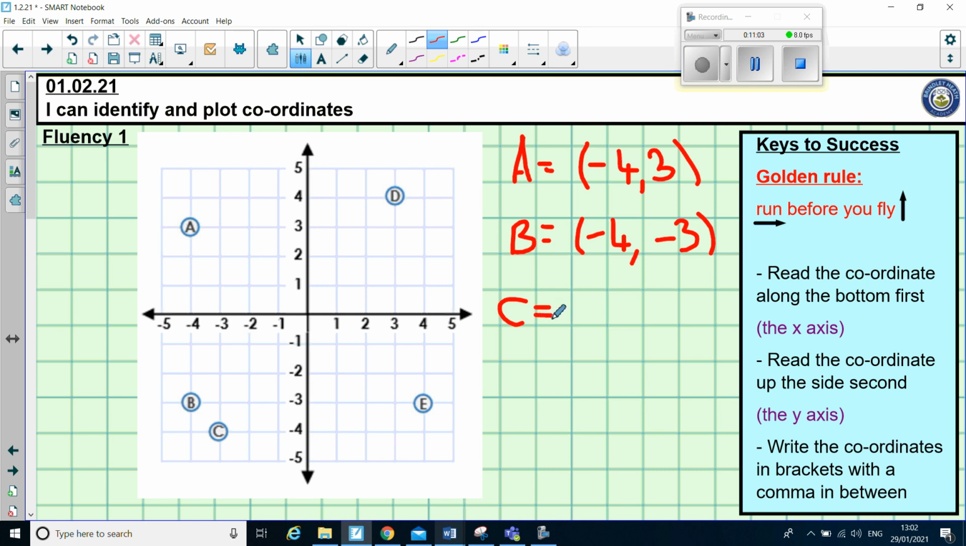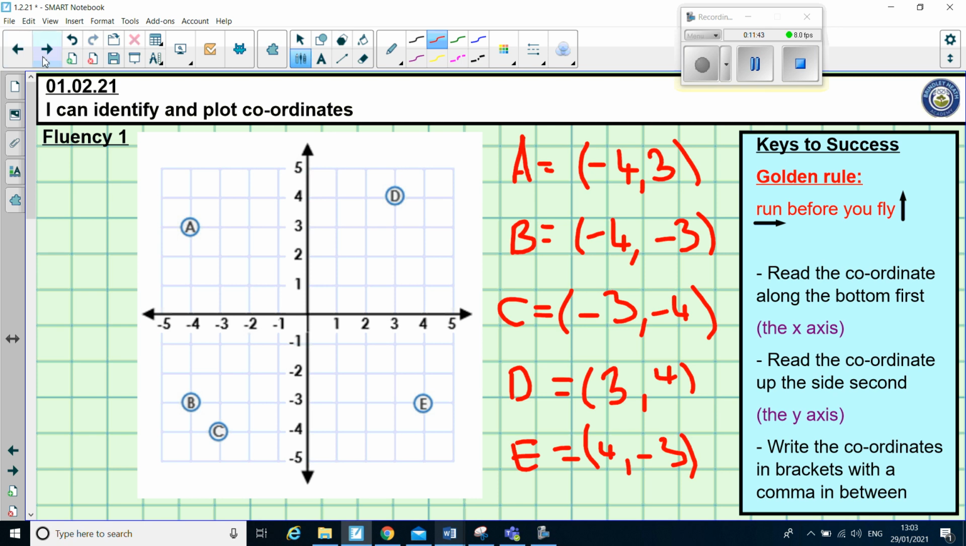Okay then, year 6, hopefully you've managed to find those. For C, our coordinates were -3, -4. For D, our coordinates were 3, 4. And for E, our coordinates were 4, -3. Okay, hopefully you got on all right with that.